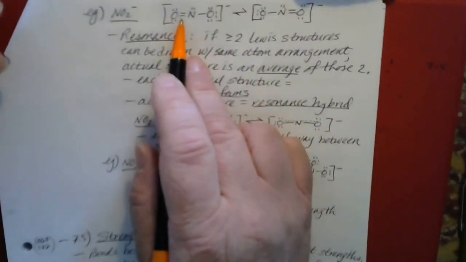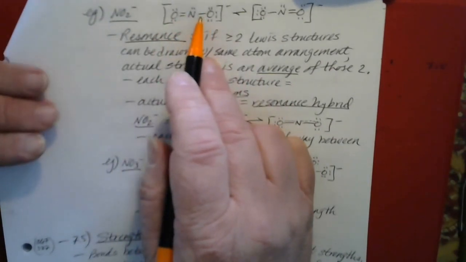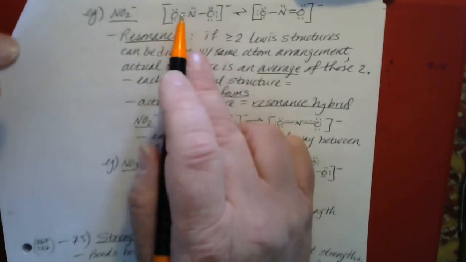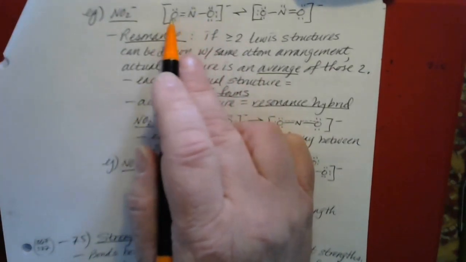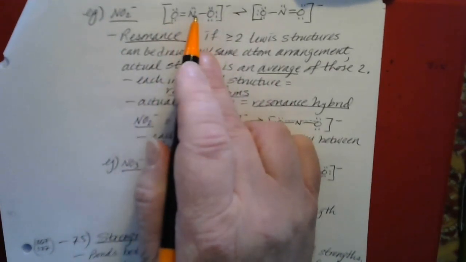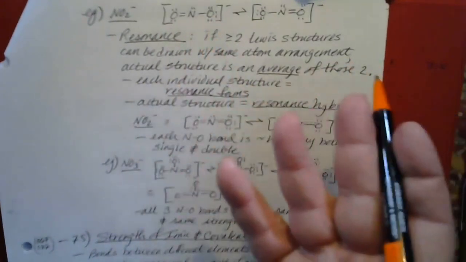But if you had a situation where one of the oxygens has a double bond and the other one has a single bond, you would expect the nitrogen-oxygen double bond to be both shorter and stronger than the nitrogen-oxygen single bond, because that's the way bonds work.